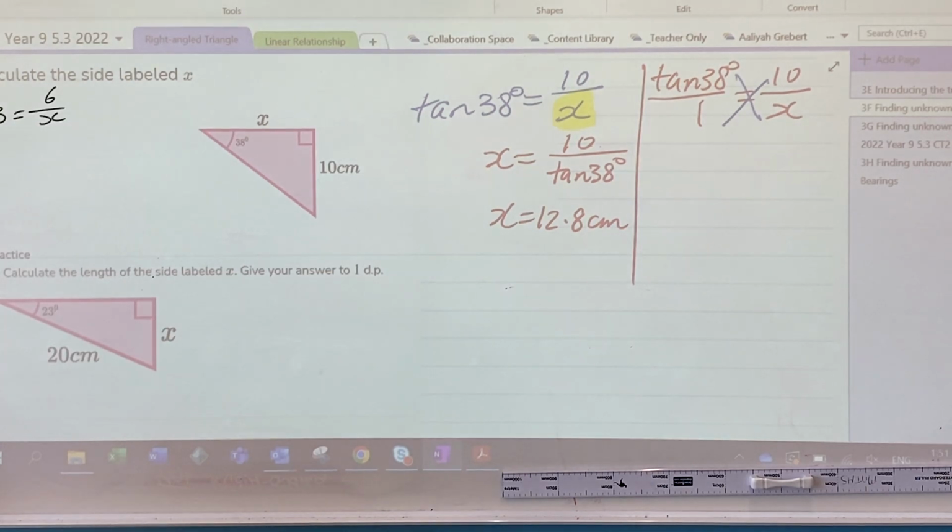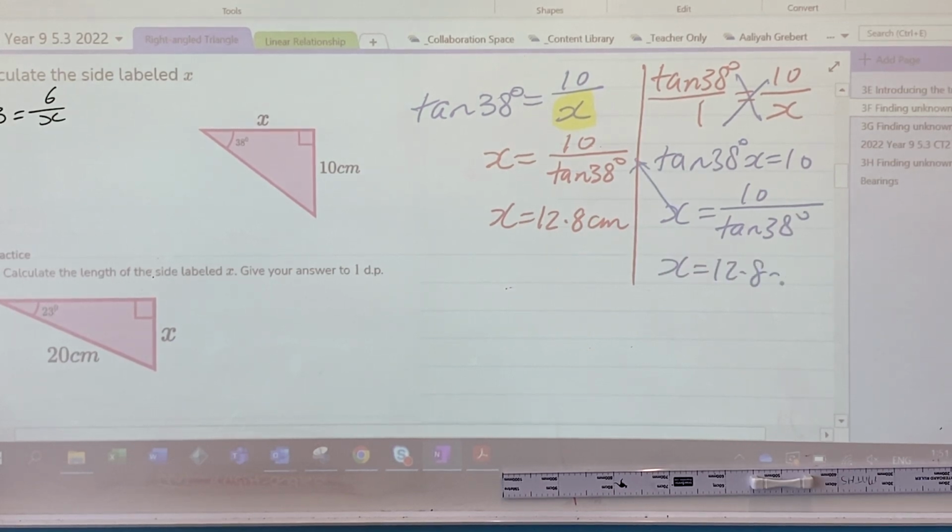What that means is 10 38 times x equals 10. Then x equals 10 over 10 38. Then it becomes exactly the same as there now. x equals 12.8 centimeter. I'm just using another method to explain why it's division. Is it okay? All good?